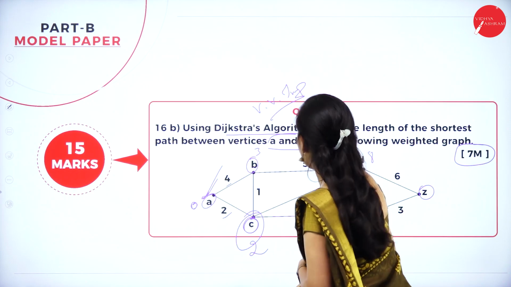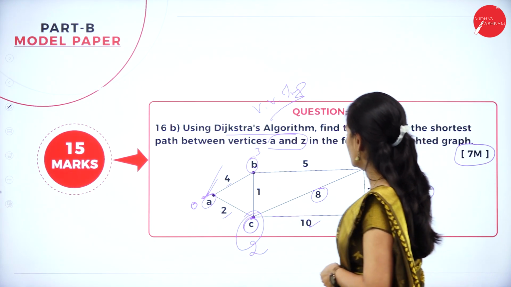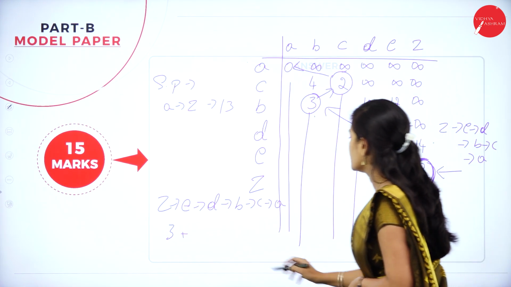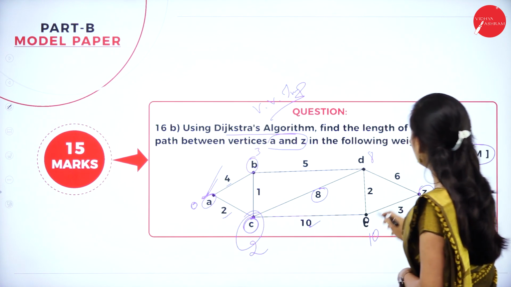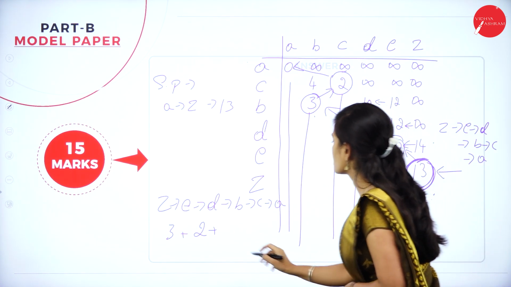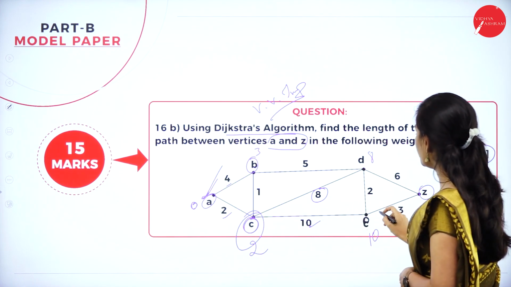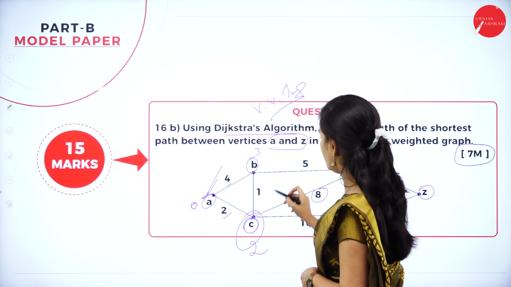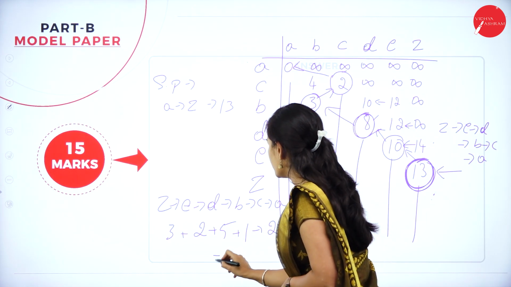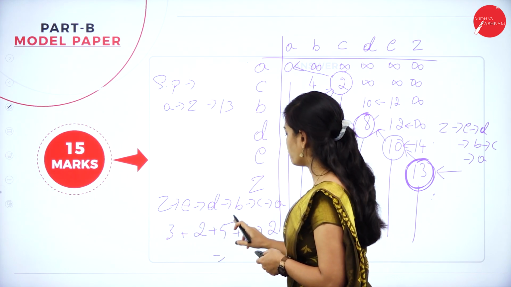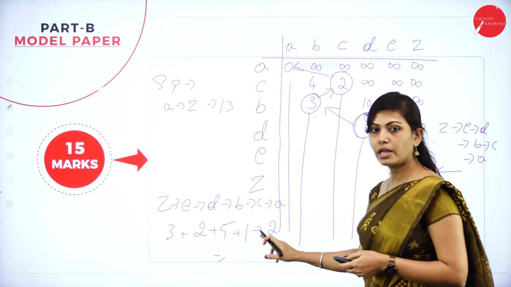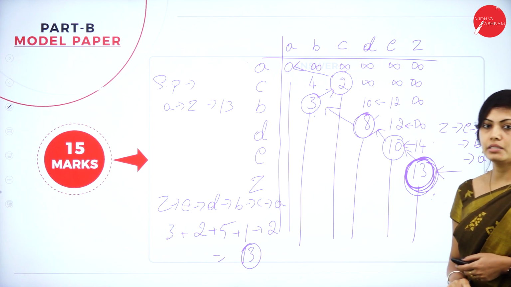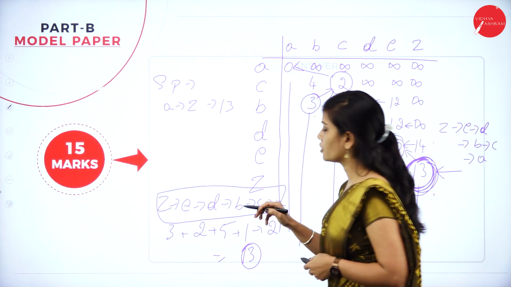Now Z to E is 3, plus E to D is 2, plus D to B is 5, plus B to C is 1, and C to A is 2. Add these values. 3 plus 2 is 5. 5 plus 5 is 10. 10 plus 2 is 12. 12 plus 1 is 13. So this is your shortest path and this is the shortest route. Clear?